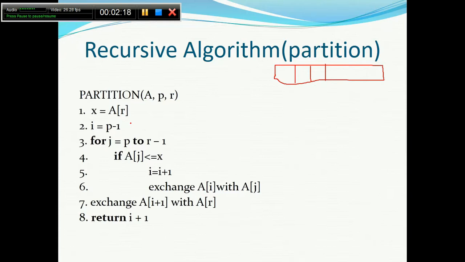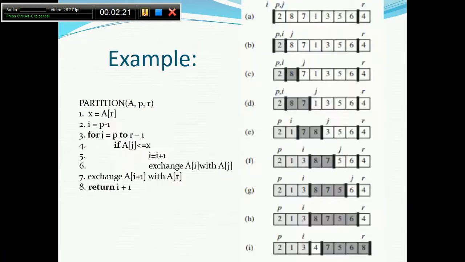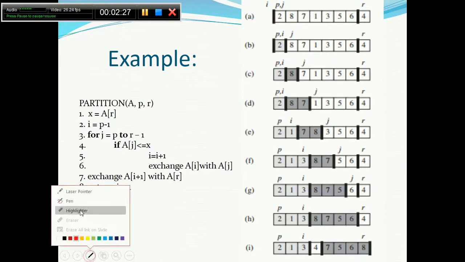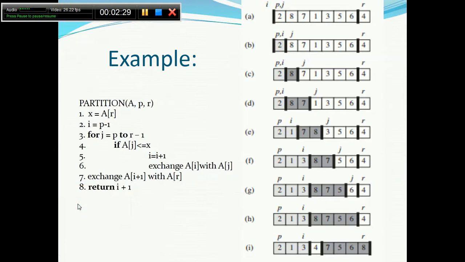Now, given this array, we will try to execute the partition algorithm on it. It has three parameters: A, the array, p, the lower bound, and r, the upper bound. It says whatever you have in A[r], copy it to x. So this x would be 4. Our x will be 4.